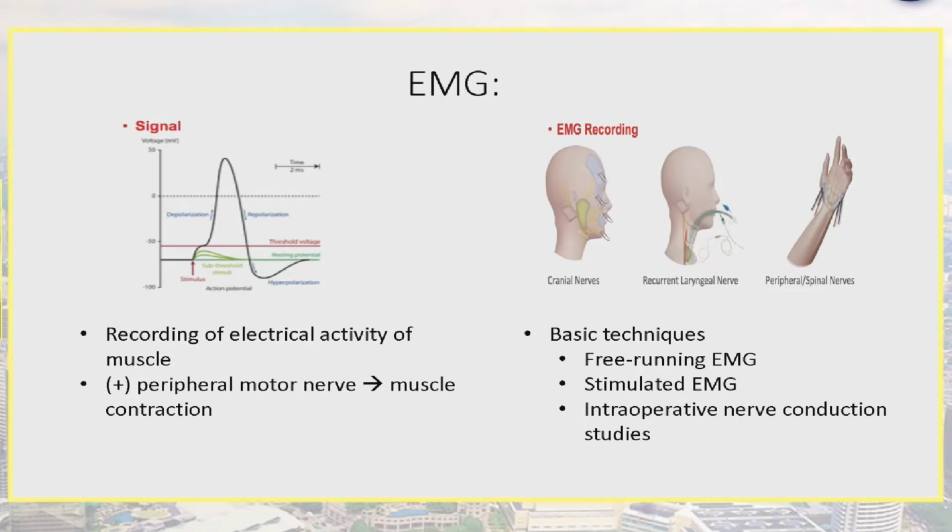Okay, then we go to EMG. It's the basic one that we usually use in thyroid mapping and so on. Okay, it's a recording of electrical activity of the muscle. We stimulate the peripheral motor nerve and it causes muscle contraction, and we record it. So we can record at cranial nerves, at the recurrent laryngeal nerve, and at the peripheral or spinal side. Usually there are 3 types of technique that we do: free running, which is spontaneous; stimulating, where we deliver a stimulus and then see the response; and intraoperative nerve conduction study.